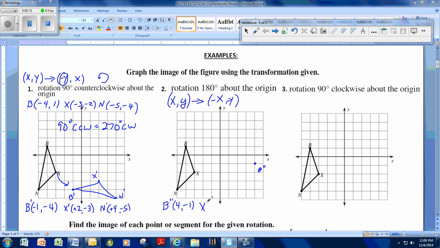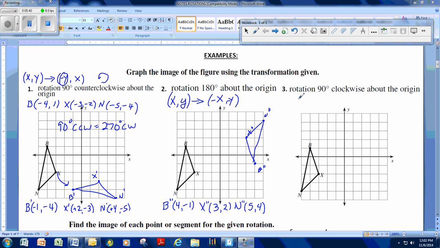X would change from negative 3, negative 2 to positive 3, positive 2, which is right here. And N, switch the signs on those, would be positive 5, positive 4, which would be right here. You see that triangle has been rotated 180 degrees.